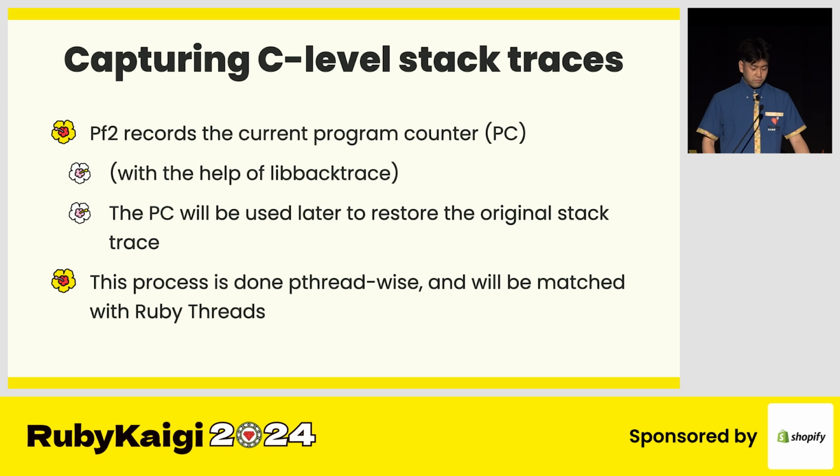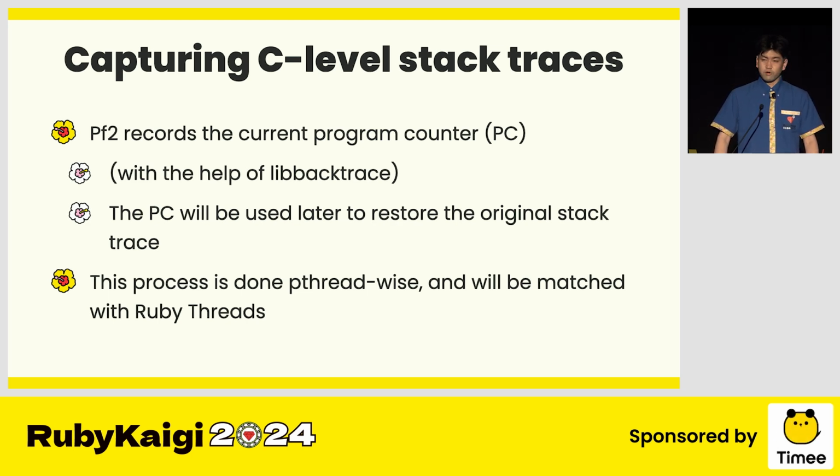To do this, PF2 records the current CPU's program counter. Well, actually, it does this with the help of a library called libbacktrace. The program counter will be used later to restore the original stack trace. The important thing is that this process is done per pthread and will be matched with Ruby threads later.